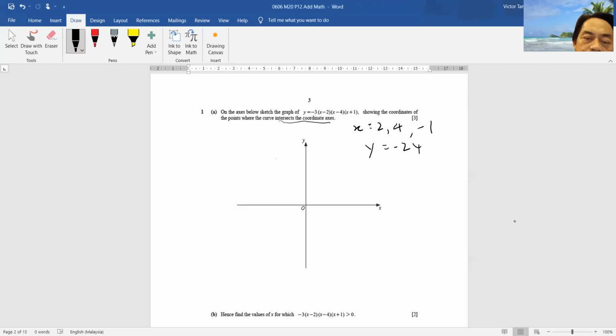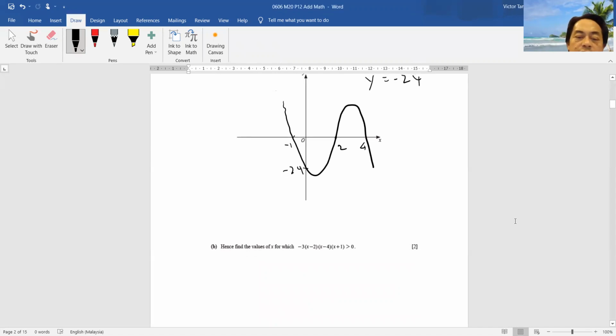So I'm going to try and sketch as best as I can. Okay, here is -1, 2, 4, and here is -24. There you have it.